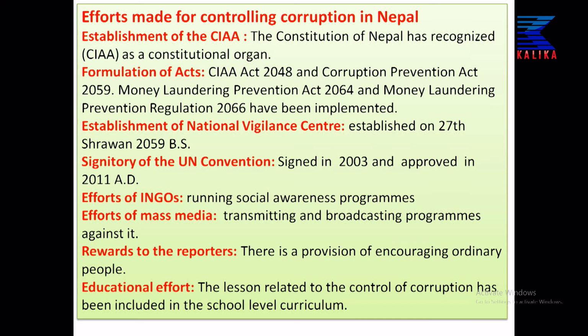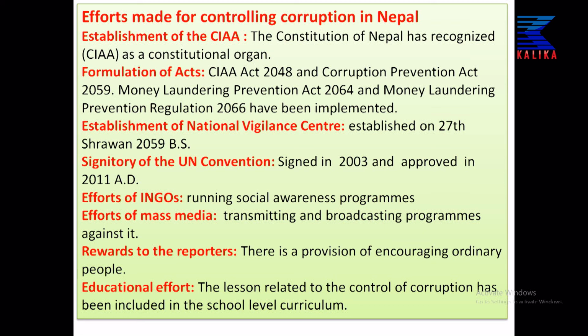Similarly, the third effort is the establishment of the National Vigilance Center, which was established on 27th Shravan of 2059. Similarly, Nepal signed the UN Convention in 2003, which was approved in 2011 AD. That is another effort.